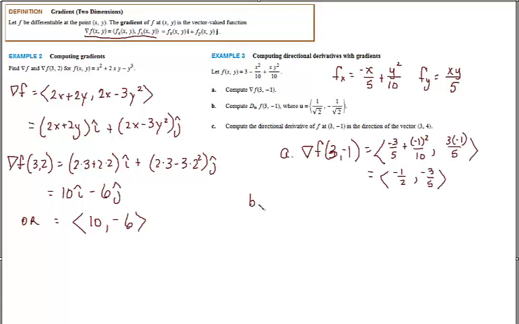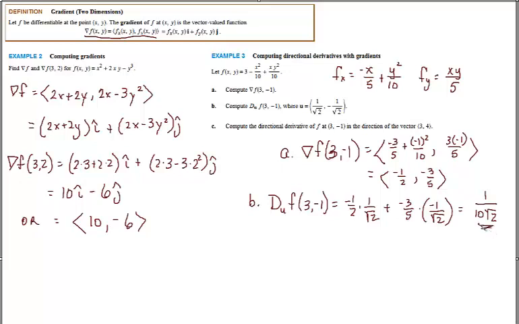Now I am just going to do the dot product to get this directional derivative, or actually the slope in the direction of this vector. I'm going to be doing negative 1/2, because there's my gradient, times this unit vector, which is 1 over the square root of 2, added with negative 3/5 times this negative 1 over the square root of 2, and I'll compute that. Alright, and there is my directional derivative right here. That's the slope.